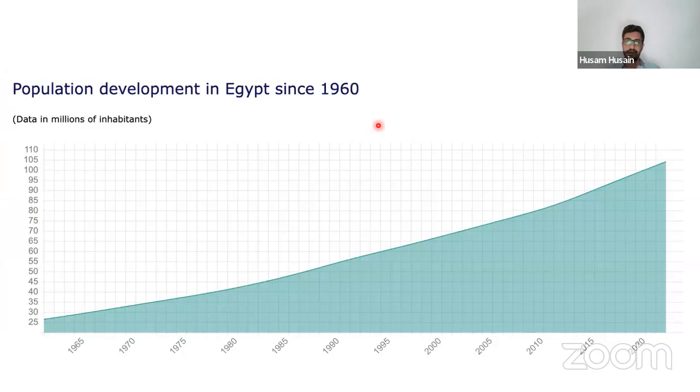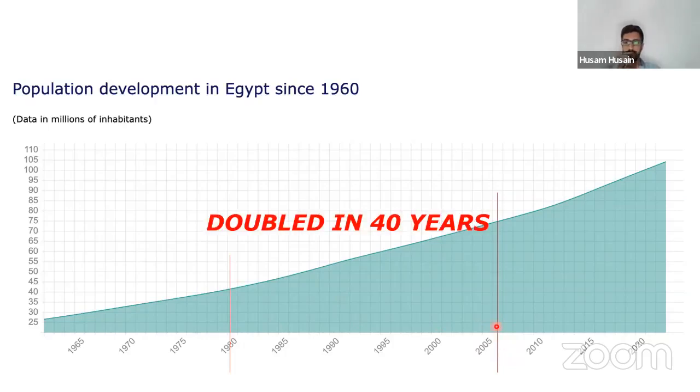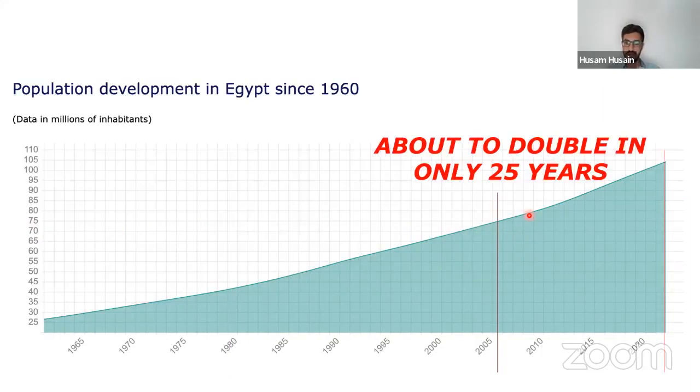Putting these into statistics and numbers, the population development in Egypt since the 1960s: we can see that between the 80s and 2005, the population has doubled in only these 40 years, from around 35 to around 70 million people. This is a scary number in only 40 years. And it is projected to double again within the coming 25 years, from 70 to about 110 million.